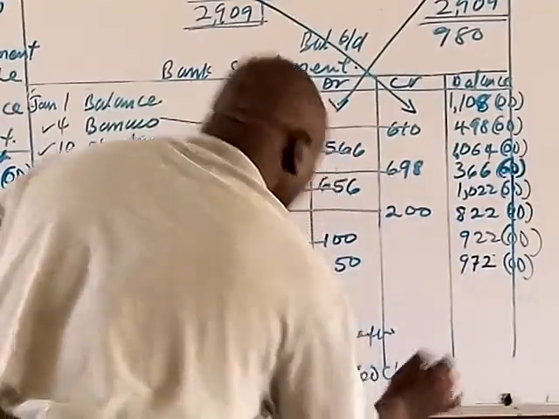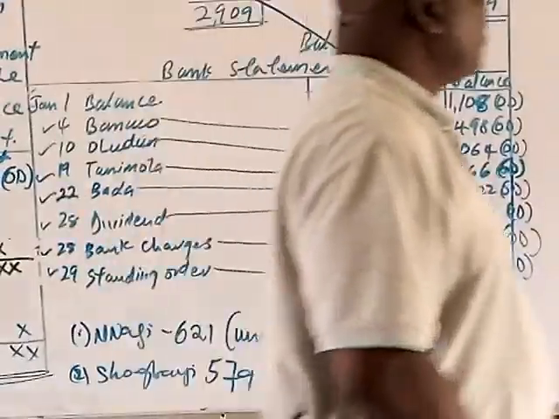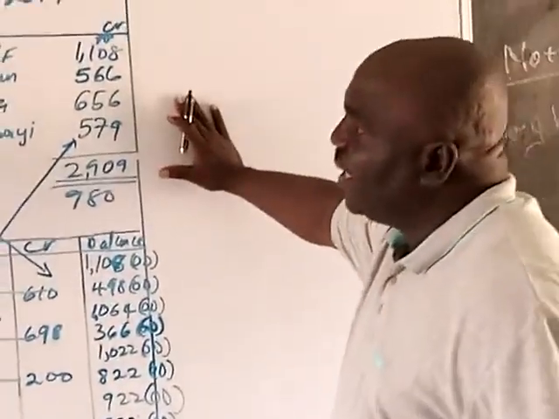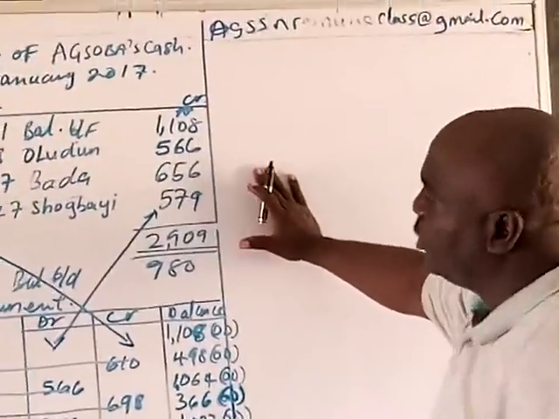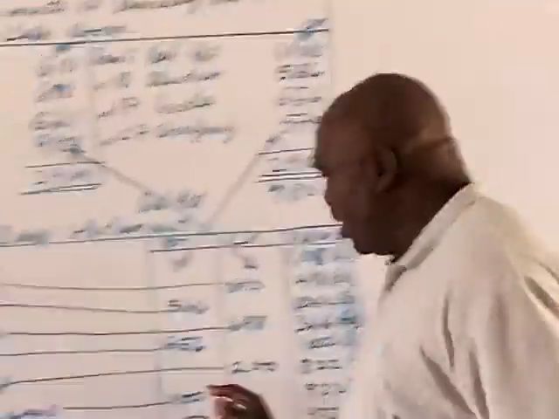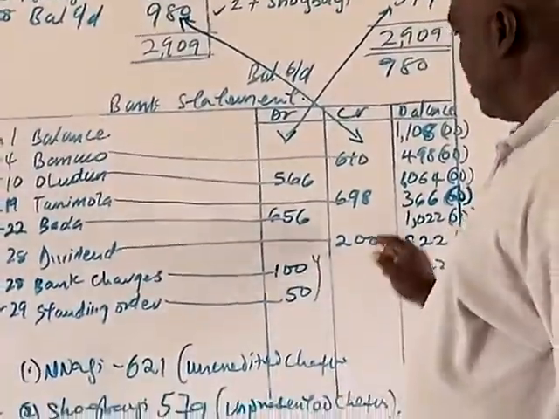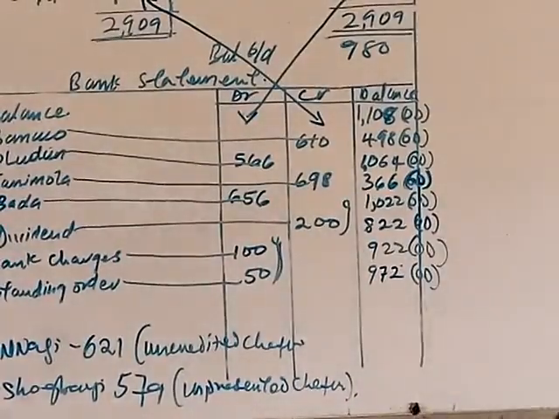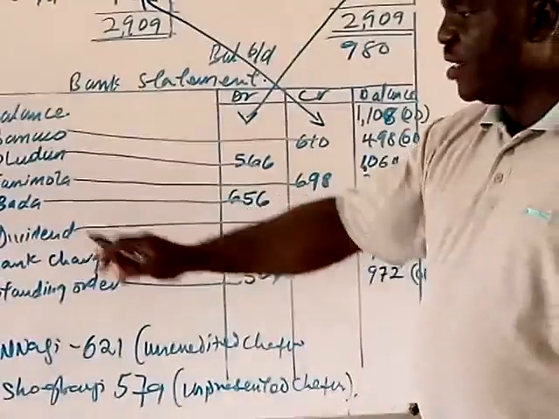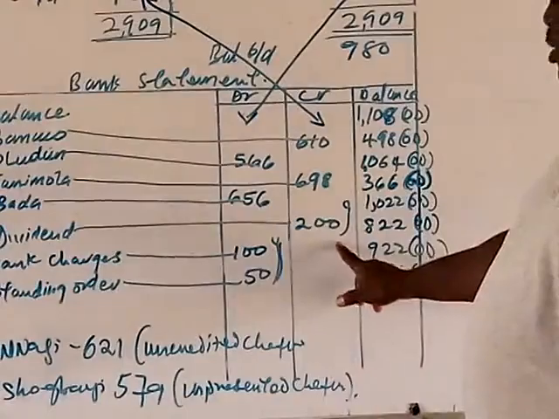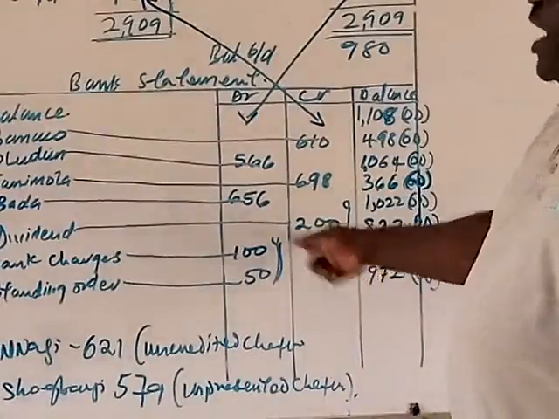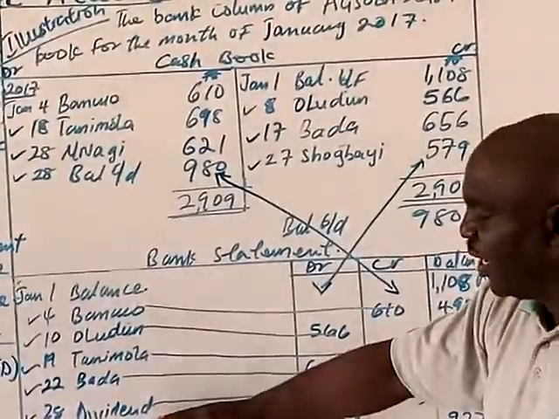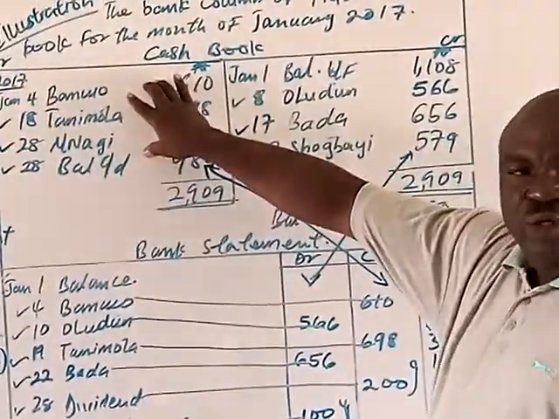Now, having done that, the next thing we have to do is prepare our bank reconciliation statement. Here, this is 1. This is another 1. The bank charges, the standing order, and the dividend. If you look at this side, you see that you don't have the dividend yet. Therefore, that means this dividend was paid unknown to the cash book owner.